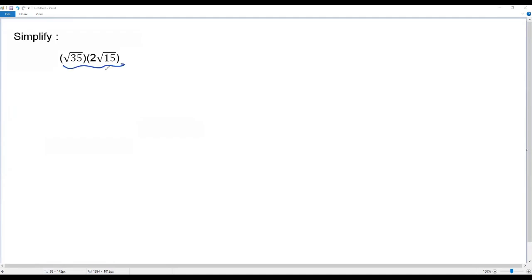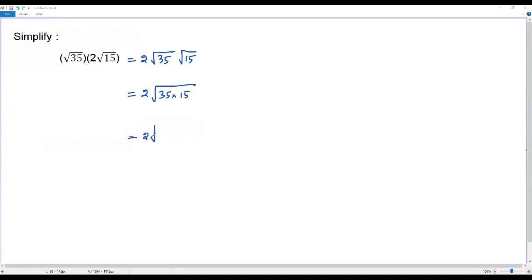In this numerical expression, square root of 35 and square root of 15, all of them are multiplied. We can write this 2 in front of everything. Then we get 2 times square root of 35 times square root of 15. Whenever we multiply or divide two square roots, we can take the square root in common and multiply the numbers that we have inside the square root. Then we get 35 times 15.